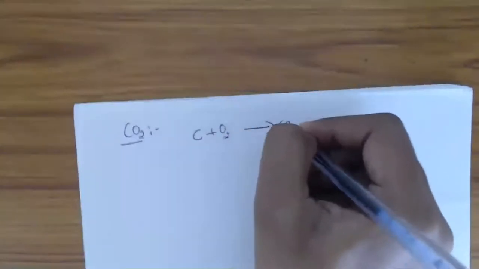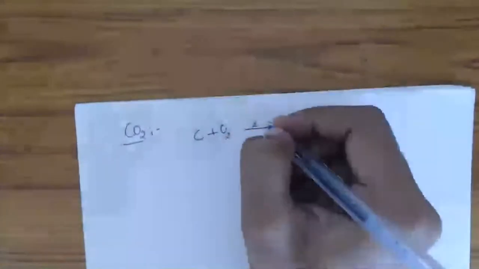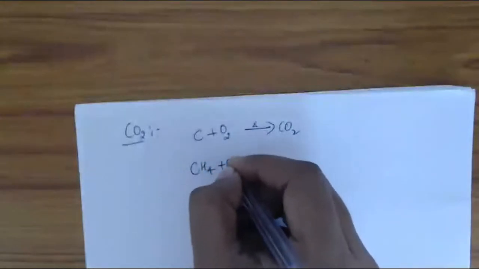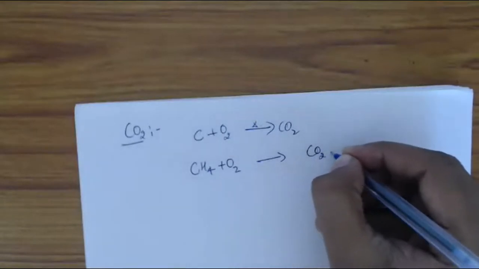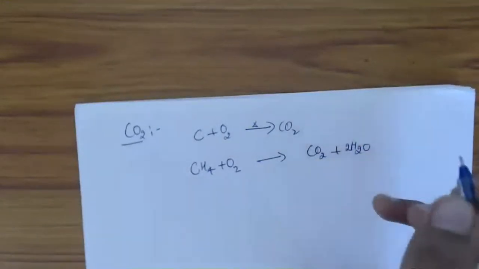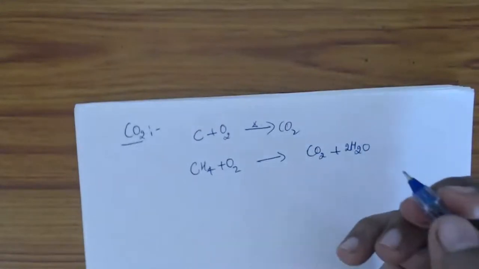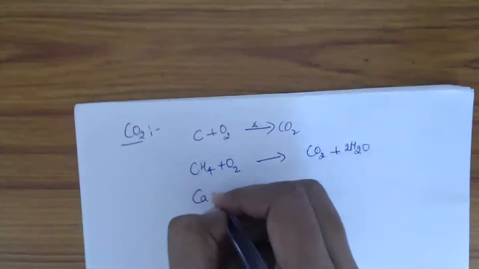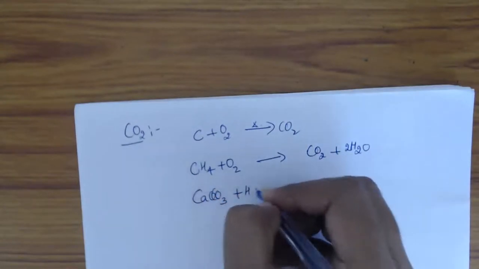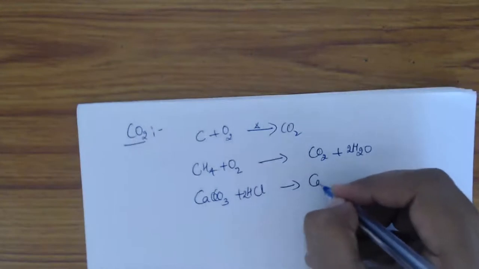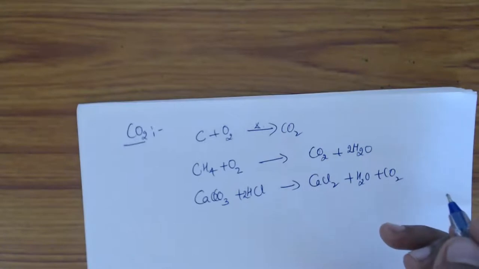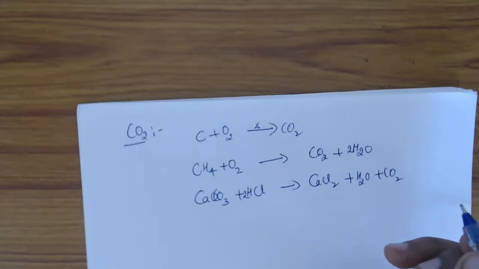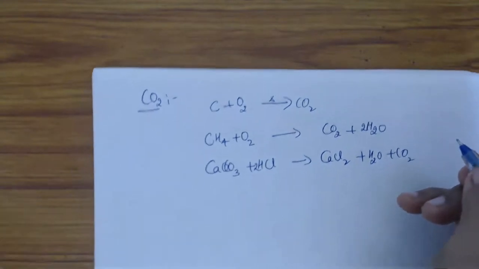Okay, so the next one is carbon dioxide. How is it prepared? One way, carbon is treated with O2, it forms CO2. Next, decomposition of methane, or combustion of hydrocarbons. They form CO2 plus H2O. And next, if CaCO3 reacts with any acid, it forms CaCl2 plus H2O plus CO2. These are the preparations of what? Carbon dioxide. So what is the use of this, students?